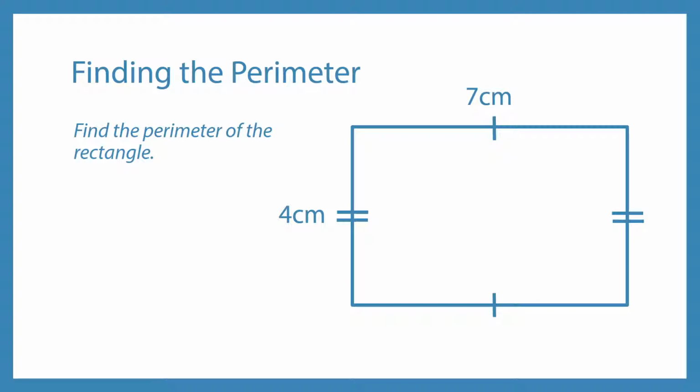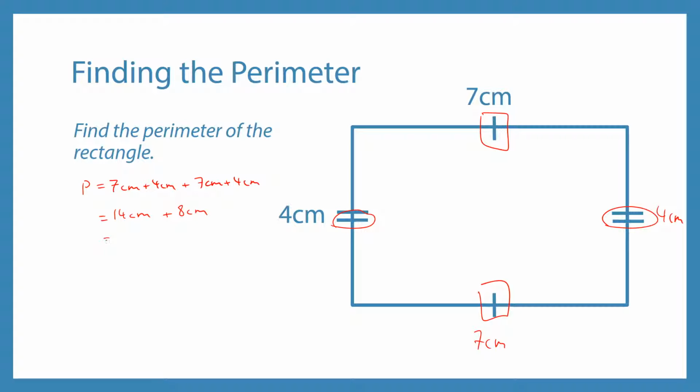Okay, in this case we have a similar question. Not every side is labeled in length, but we do know that this side is the same length as this one. And this side here is the same length. So we could put 7 centimeters, 4 centimeters, and we could add them up. Perimeter of our rectangle, 7 centimeters plus 4 centimeters, and again plus 7 and 4, which is going to give us 14 centimeters plus 8 centimeters, which gives us 22 centimeters. So that's our total perimeter.